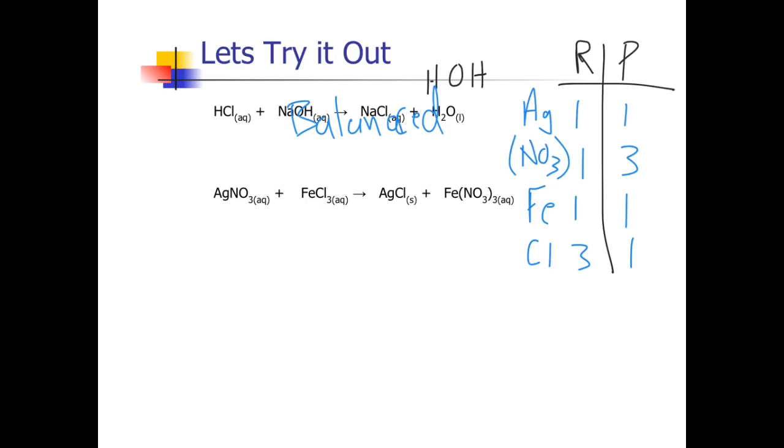So I can't really start with some things, but let's start where we can. Now I'm going to go with the nitrate. I'm going to put a 3 in front of my silver 1 nitrate. This then changes my silver on the reactant side to 3. Need to put a 3 then in front of my silver 1 chloride to balance out everything.